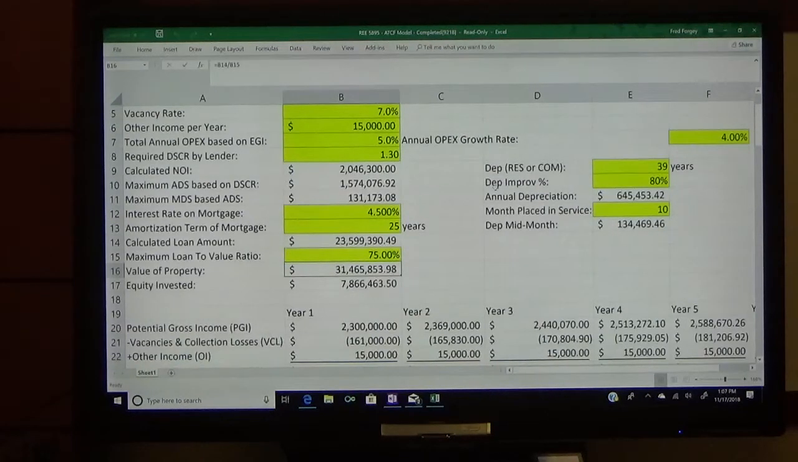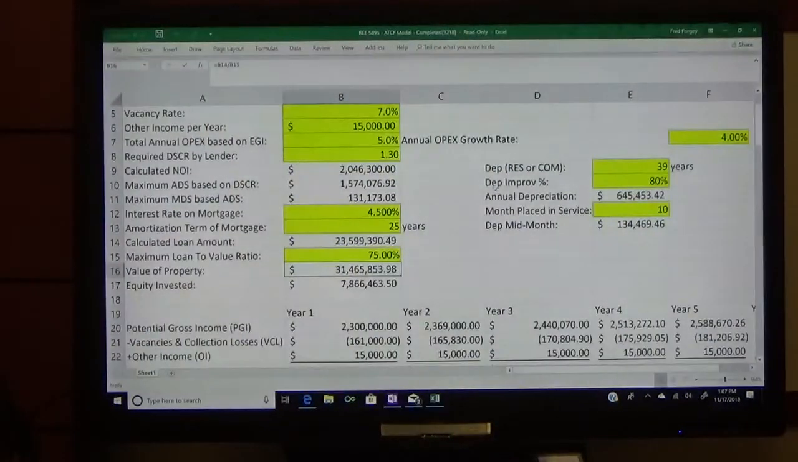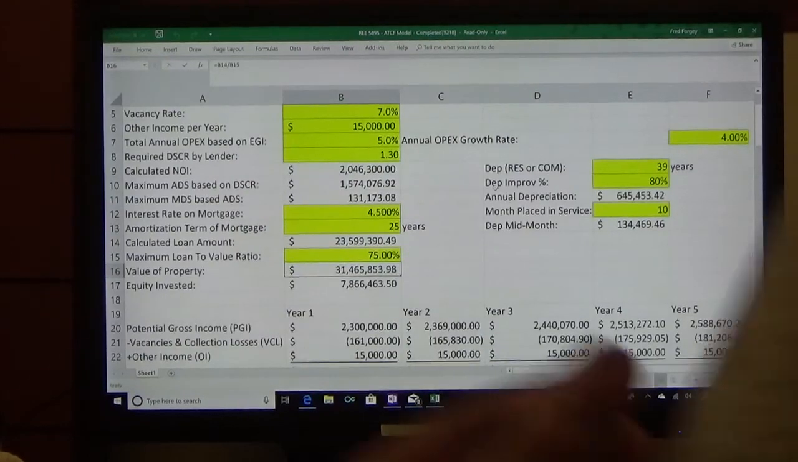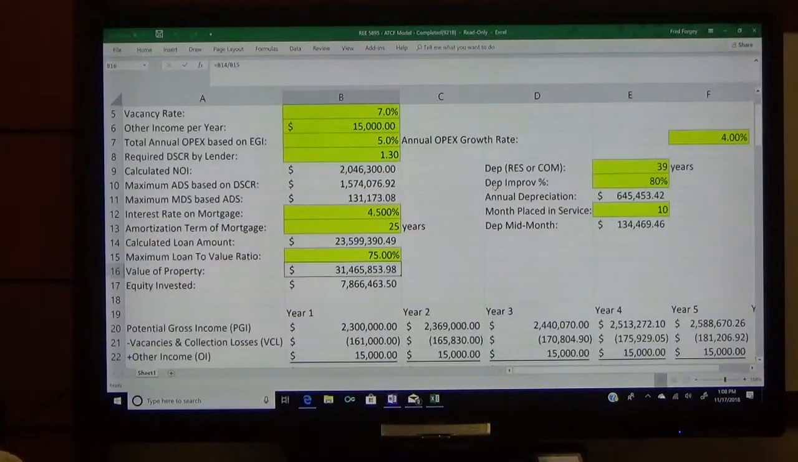All right, 31,465,853 times 80%. It should give us $25,172,682, and then the difference between those two, about 6,000,000, is 6,293,171, which is our land value. The dollar value that we're concerned with is the improvements value.